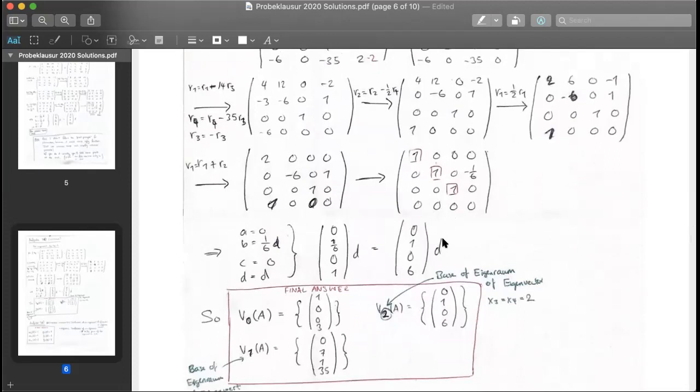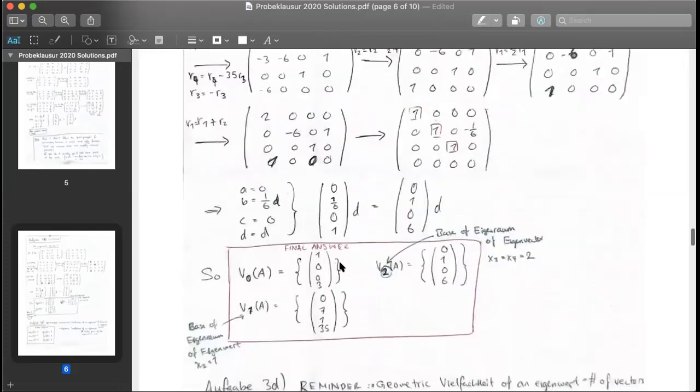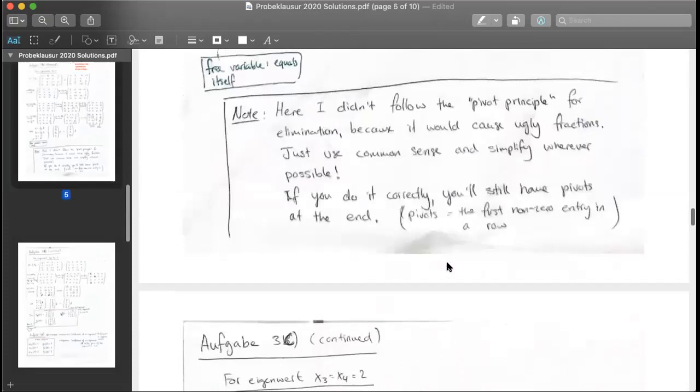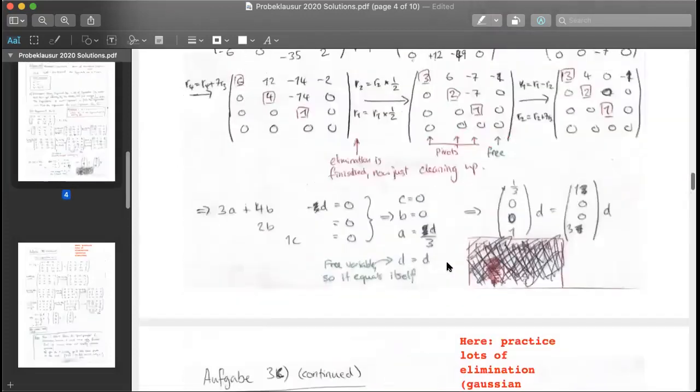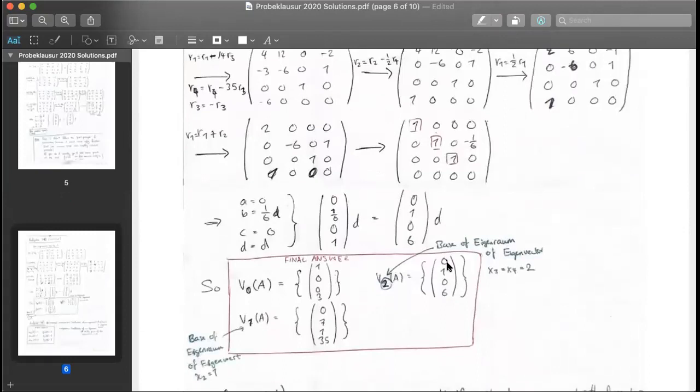So you've got 3 eigenvectors now, right? You have your 1, 0, 0, 3, 0, 7, 135, and 0, 1, 0, 6. So they're your eigenvectors, but the question was asking for the eigenspace. The eigenspace is essentially the linear combinations of the eigenvectors.